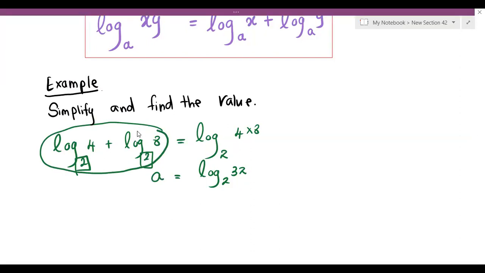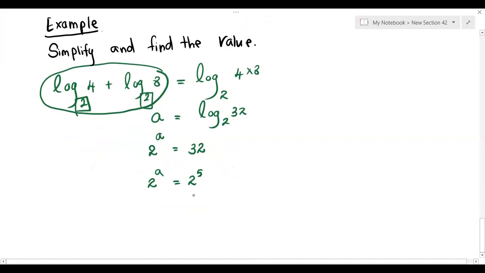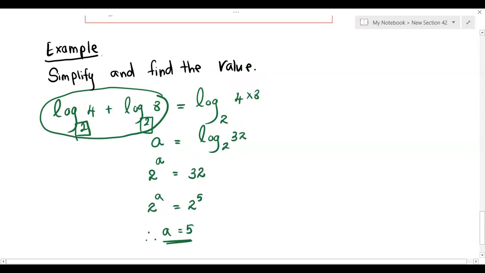Now you can express this in index form. Then the base is 2, to the power of a is equal to 32. Okay. Then you can identify that 32 can be written as a power of 2. How? 2 to the power of 5, because 32 is obtained by multiplying 2 repeatedly 5 times. Therefore, now the bases are equal, therefore the indices should be equal. This is one way of finding the answer.